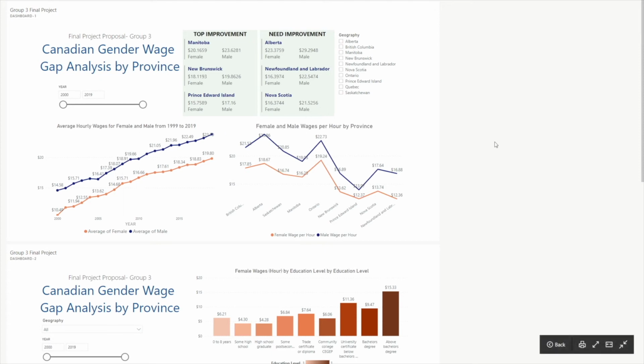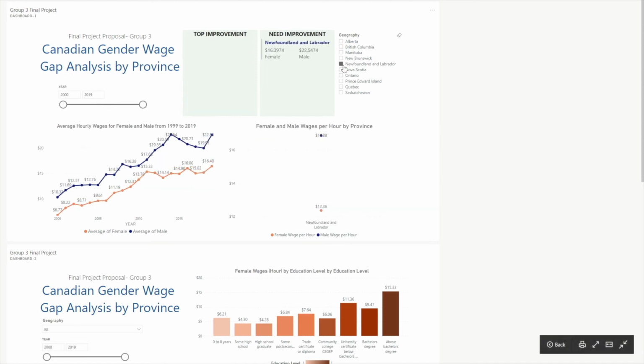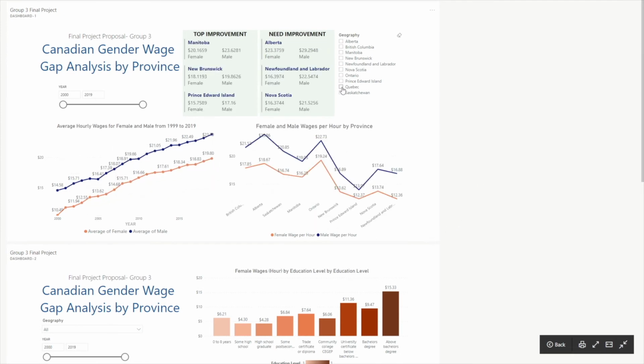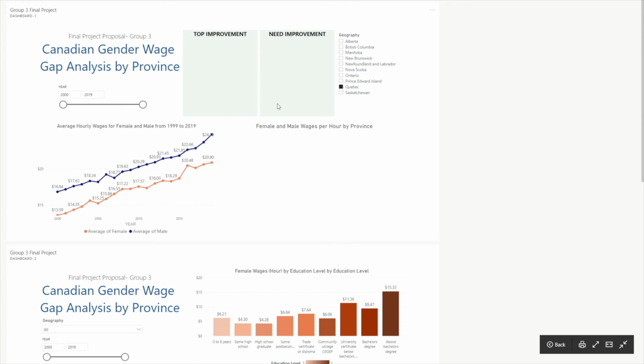Out of the 10 provinces that we investigated, that we analyzed, we noticed that 6 of them actually increased their gap in 2019. Newfoundland, for example, increased their gap by an impressive $2.61, as you can see here. Quebec is also worth mentioning because they are also a province that increased their gap by 65 cents.